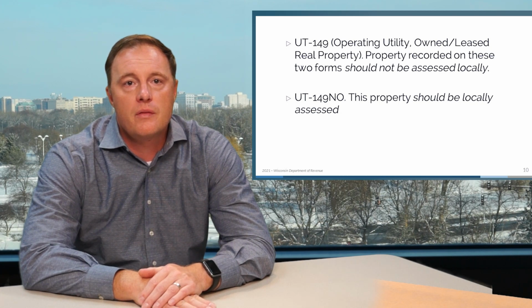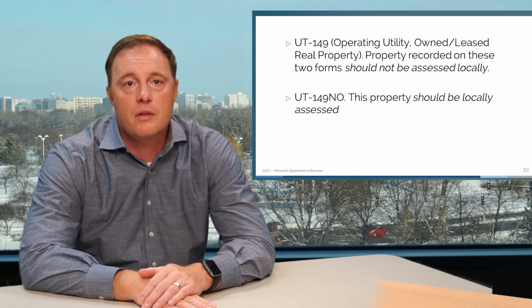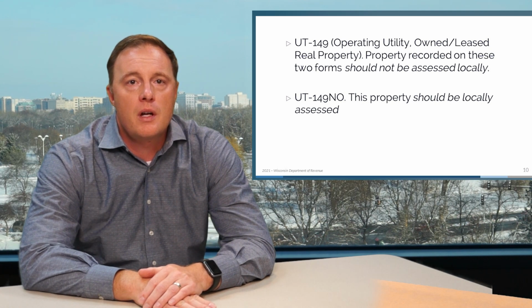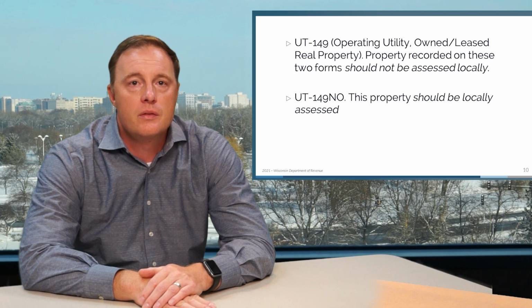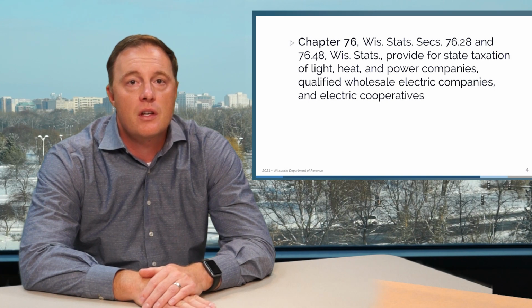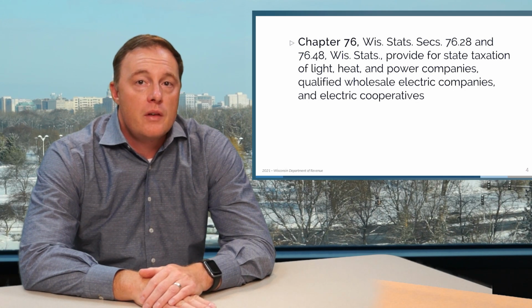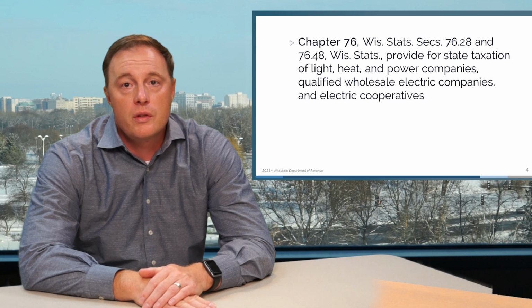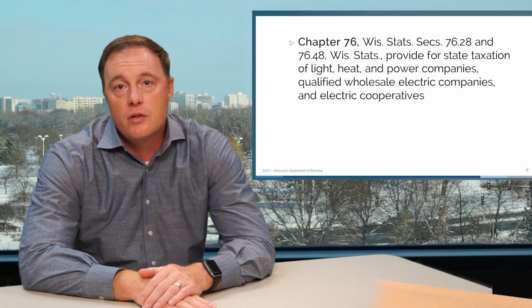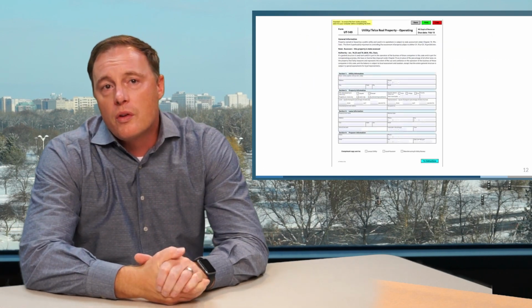The local assessor identifies land use and classification through the lease and activities on the property along with the UT 149 form process. Let's go through the UT 149 process and identify what is all involved. General information: property owned or leased by a public utility and used in its operations is subject to state assessment under Chapter 76 Wisconsin statutes. The UT 149 form is particularly important in controlling the assessment of property subject to either Chapter 70 or Chapter 76 jurisdictions. Report to the local assessor.